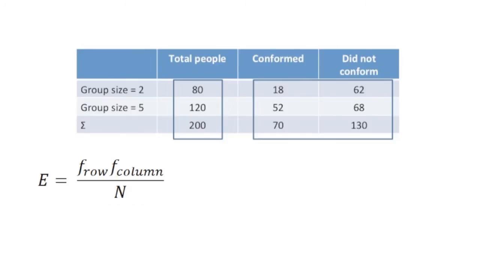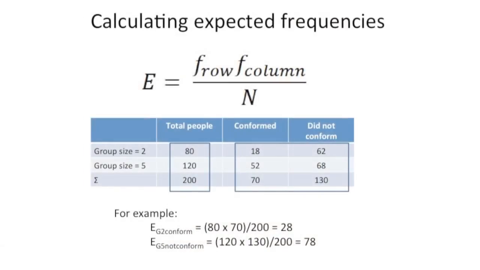Let's do another for group size of 5 and non-conformity. So again, the row frequency for the group size of 5 is 120, which is multiplied by the frequency for not conforming of 130. Then we again divide by our sample size of 200, which gives us an expected frequency for this cell of 78. And this can be done with all the cells. So please go back to the previous slides to check that these calculations agree based on the proportions that we did previously.